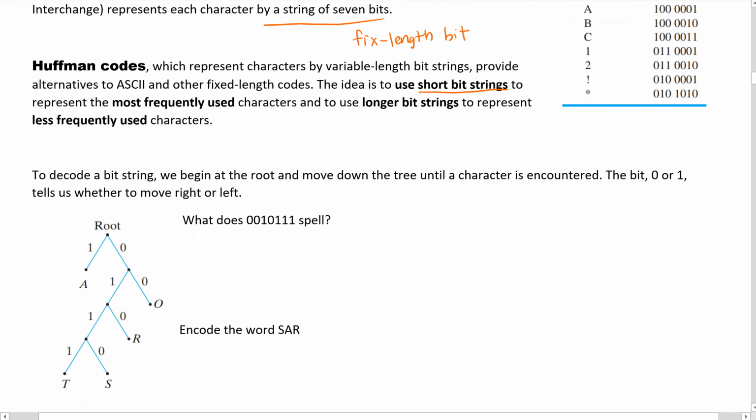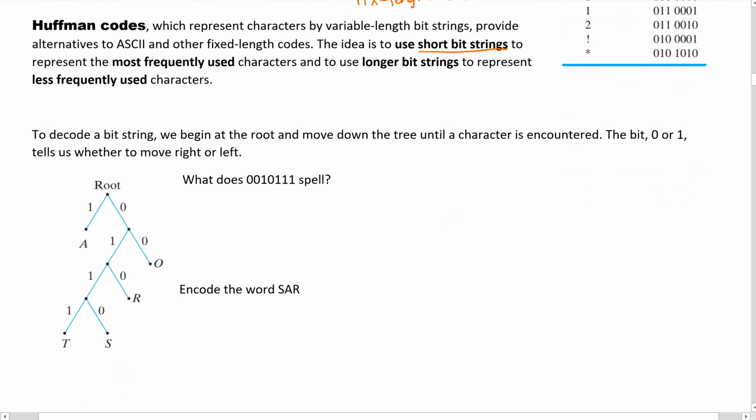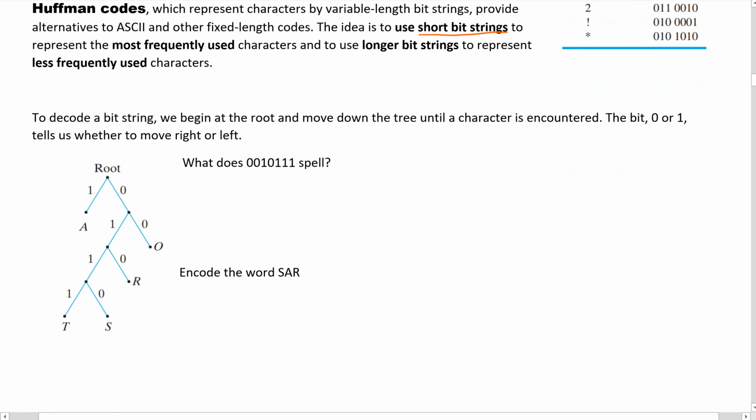Next, to decode a bit string, we begin at the root and we move down the tree until a character is encountered. So the bits 0 or 1 tell us whether to move to the left or the right. Okay, so let's look at this example. What does 0010111 spell? So we start from the root. So 0. Okay, and then 0. See, now we have reached the O. So 00 gives us the O.